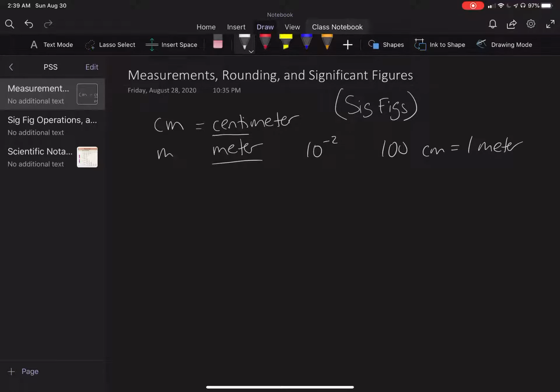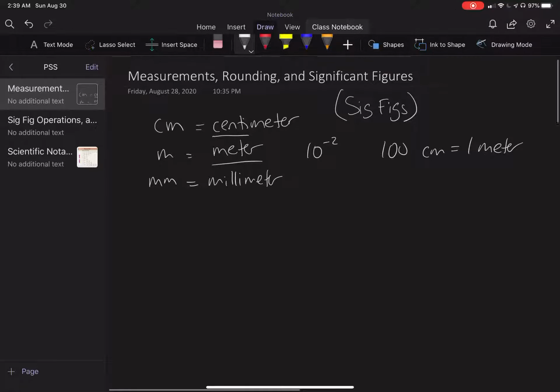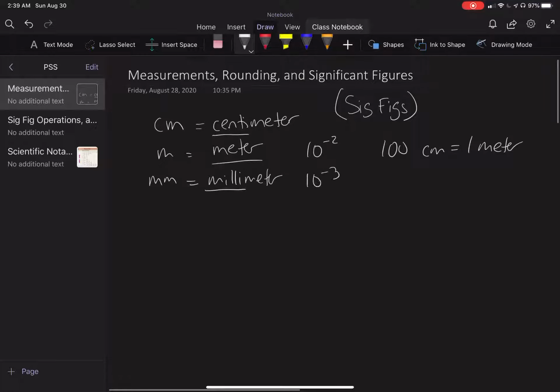And then we will just use lowercase m for meter. Centimeter is cm. There's also little m, and this is for millimeter, where milli is 10 to the negative 3, where that means there's 1,000 millimeters in 1 meter.